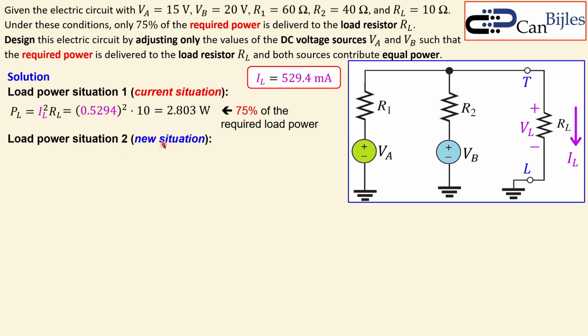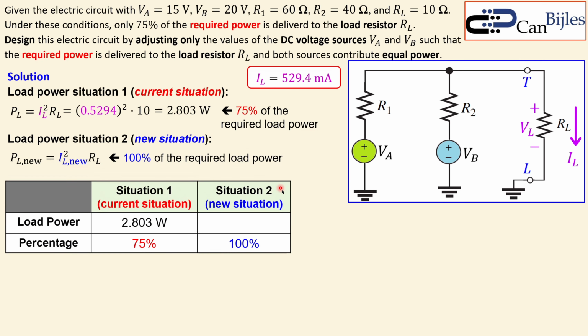So I need to go to situation 2, which is the new situation. I need to make this 100%. And this is the equation. So I need to find a new current, because I cannot change the load resistor. I can only change VA and VB. That's actually given in the question. So I can only change the current. So the resistor stays the same, so that's still 10. So this must be 100% of the required load power.